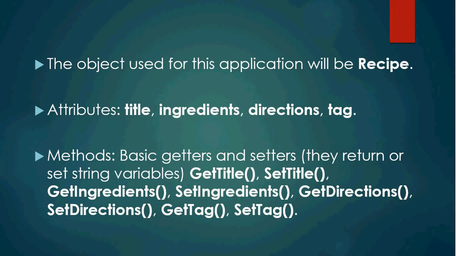The object that I chose for this application is going to be the recipe, and the attributes are title, ingredients, directions, and tag. For the tag, it's going to be something like gluten-free or vegetarian, etc. The methods for this object are going to be basic getters and setters, which either return or set string variables, such as get title, set title, get ingredients, set ingredients, get directions, set directions, get tag, set tag.